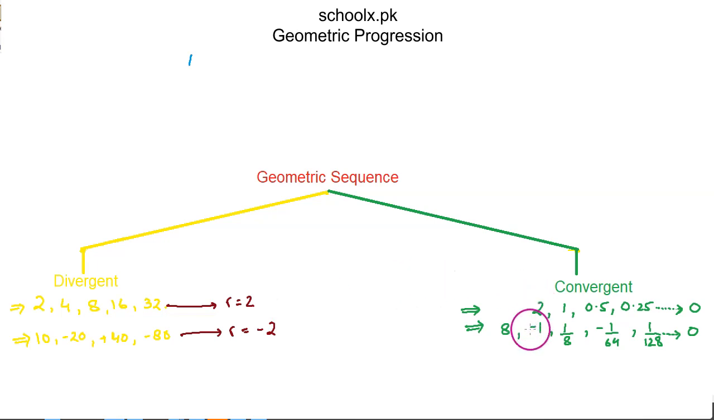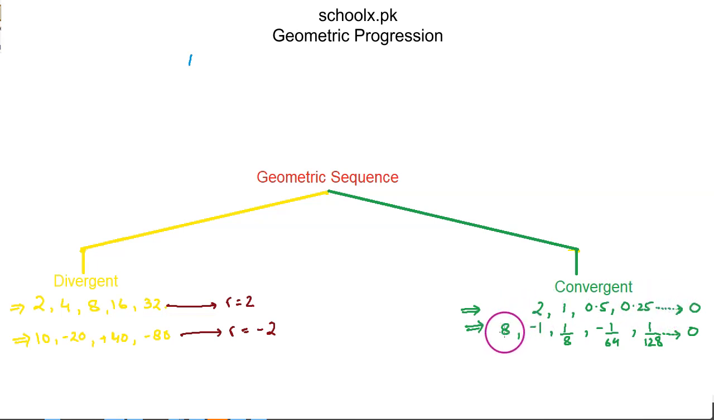Now these two sequences are convergent geometric sequences. Here you can see that 2, 1, 0.5, 0.25 is actually converging to the value of 0. As you progress, the terms of a convergent geometric sequence converge to the value of 0. They get closer and closer and closer to the value of 0.